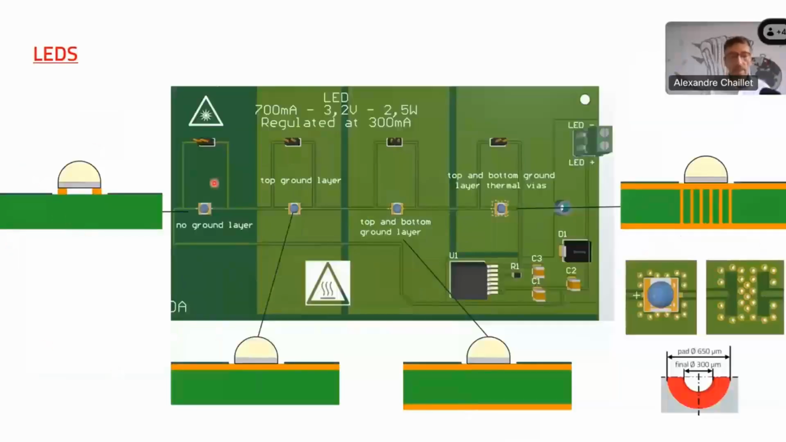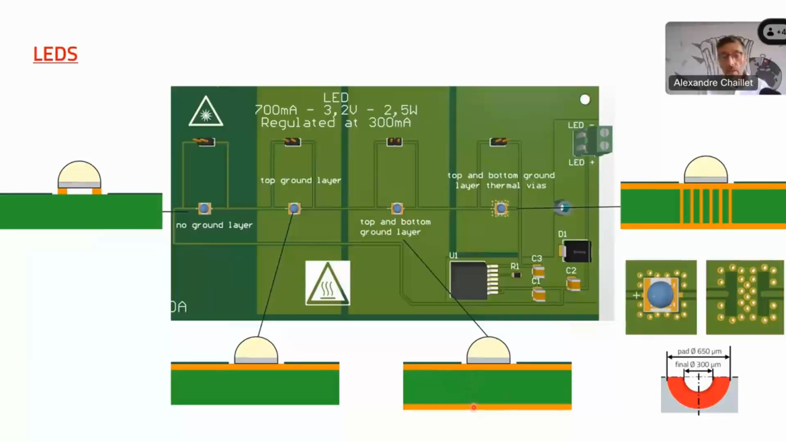So what are these configurations? First, you have no ground layer, no top, no bottom ground layer. Second configuration, top layer. Third configuration, top and bottom ground layer. And you can bet the best configuration is top ground layer, bottom ground layer, and thermal vias in between.